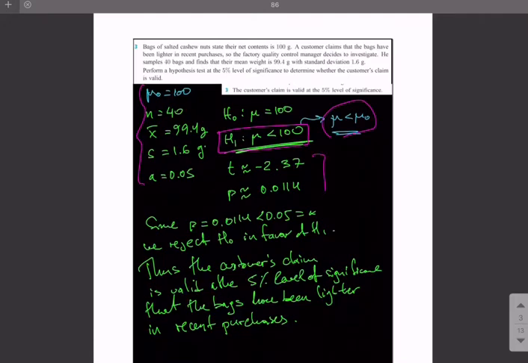And I get my values in 3 significant figures, and I'm writing my answer. Since p-value is about 0.0114, which is less than 0.05, which is the alpha value, we reject H naught in favor of H1, the alternative hypothesis. Thus, the customer's claim is valid at a 5% level of significance, that the bags have been lighter in recent purchases.